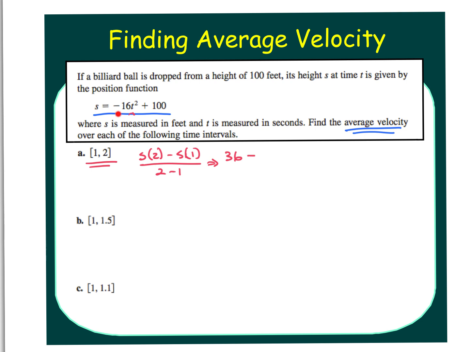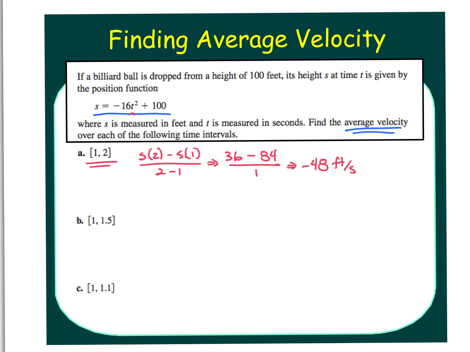1 times negative 16 plus 100 is 84. All right. Then 2 minus 1 is what? 1. Now 36 minus 84 is what? Negative 48. And my units would be feet per second. So my average velocity on the interval from 1 to 2 is negative 48 feet per second.